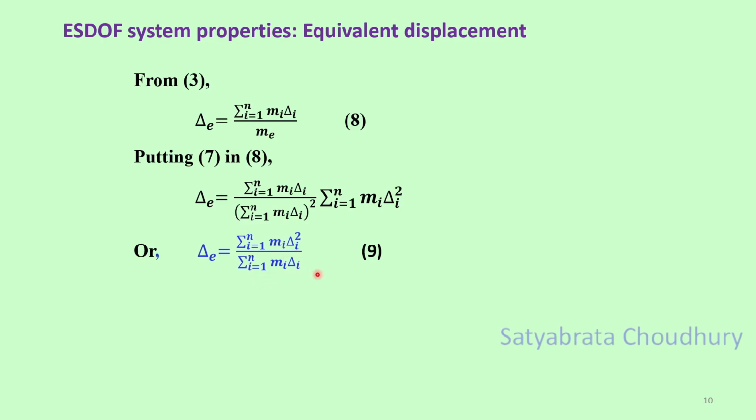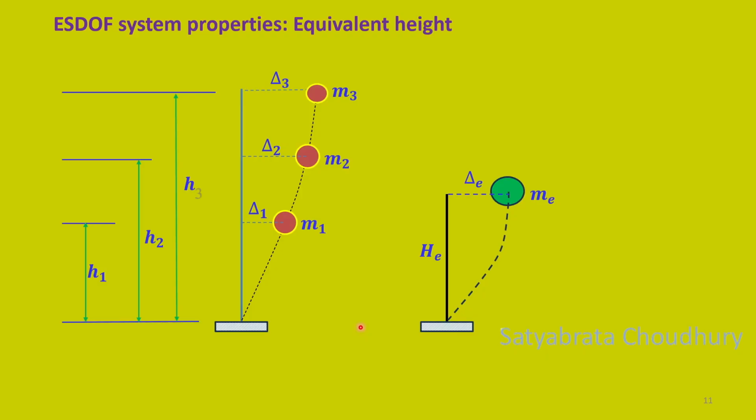It is mathematically valid because the mass terms will get cancelled, and distance terms will be squared here and first degree here. So finally one displacement will be left out. So we have derived the expression for equivalent distance. This equivalent distance is also known as design displacement, delta D.